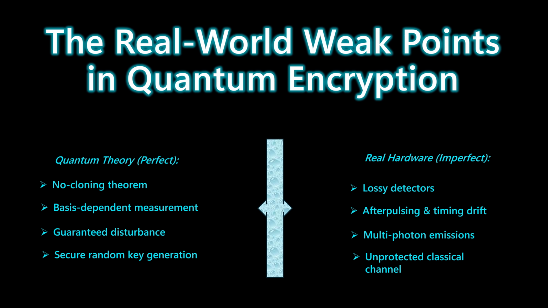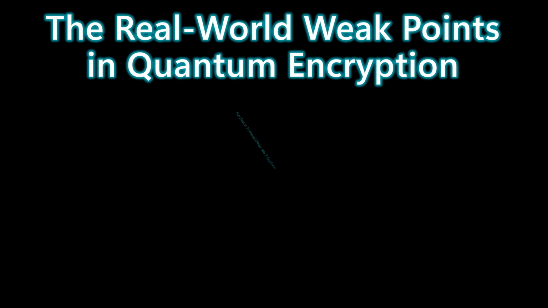So when attackers break quantum encryption, they don't violate physics. They exploit imperfections in the devices that implement the physics. Quantum theory guarantees security, but the hardware determines how secure you actually are. Here are the main real-world hardware weak points.